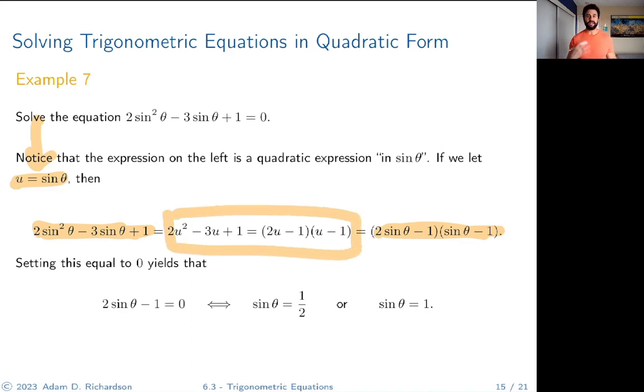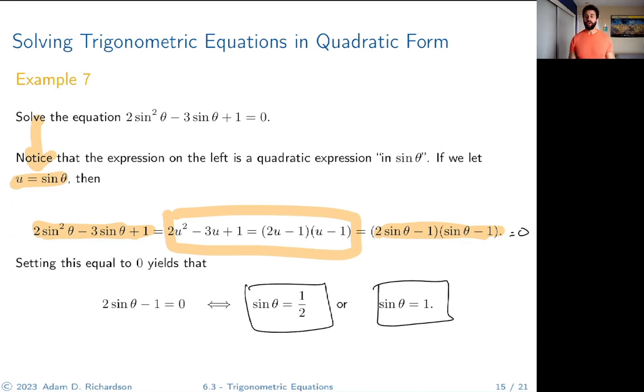And then if you do that many times, eventually you'll reach a point where you're like, I'm not even going to bother writing u anymore, because you'll be able to see that you can treat sine of theta as its own object. Sine of theta is just an object. So you can move it around algebraically like it's its own object. All right. Now, if we set this result here equal to 0, then we get two possible solutions. We'll get sine of theta equals 1/2, sine of theta equals 1.